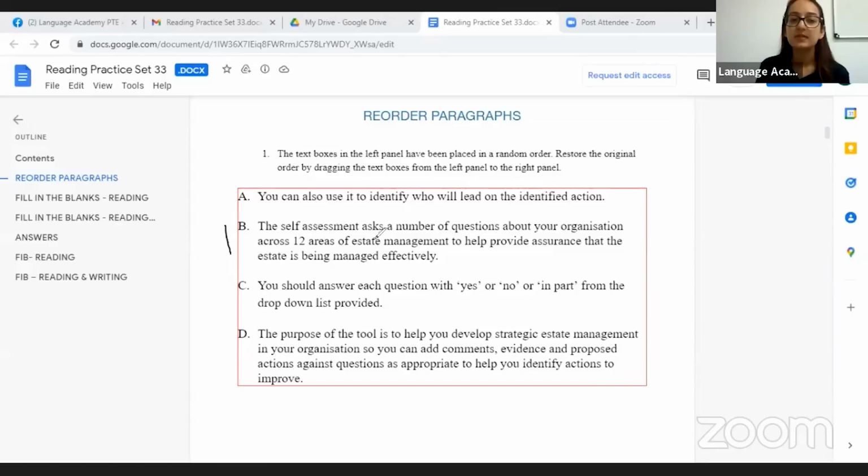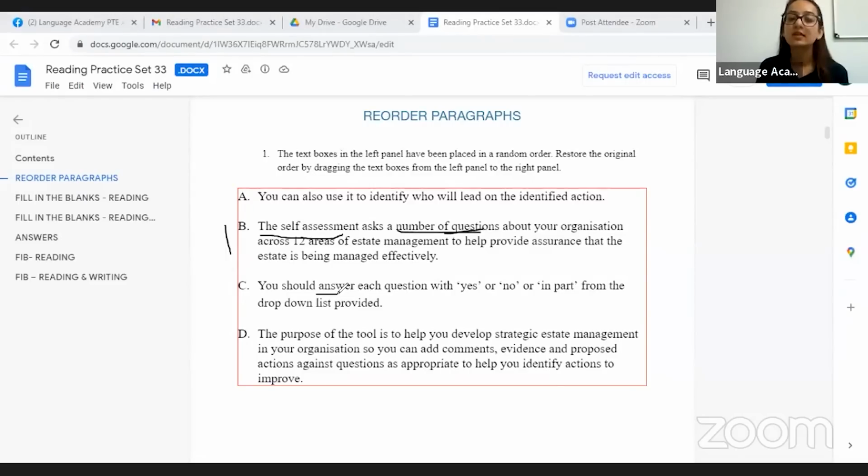The self-assessment asks a number of questions about your organization across 12 areas of estate management to help provide assurance that the estate is being managed effectively. So we are basically talking about the self-assessment which asks questions. So now most of you have written C after that because question and answer is what you are linking together.